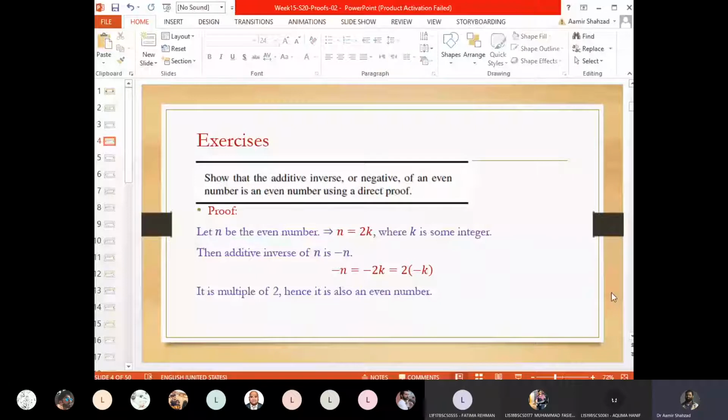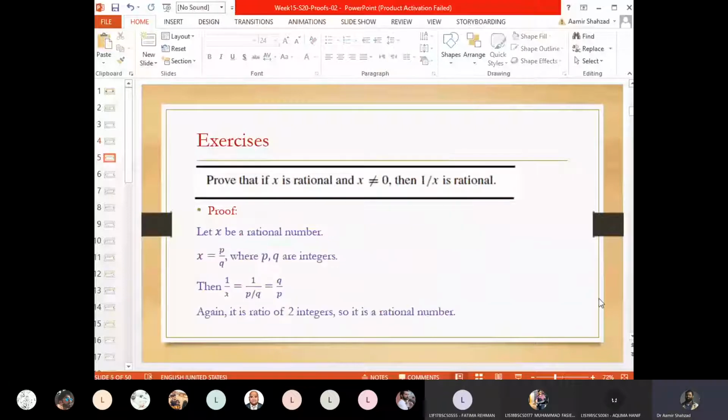Let's do another example. If x is rational, then 1 over x is also rational. And we over here may claim that x is not equal to 0, because if x is 0, then 1 over x is going to be something that we cannot handle. It's going to be something like infinity. So if x is rational, then its reciprocal is also rational.